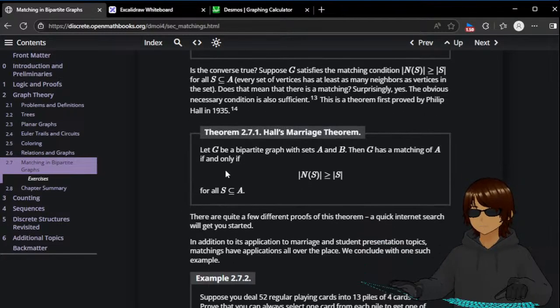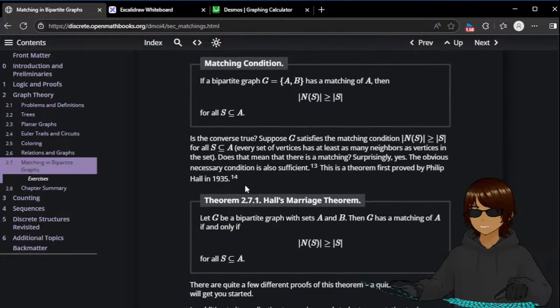Let G be a bipartite graph with sets A and B. Then G has a matching of A if and only if the number of elements in S is less than or equal to the number of elements in N(S), for all S which is a subset of A.